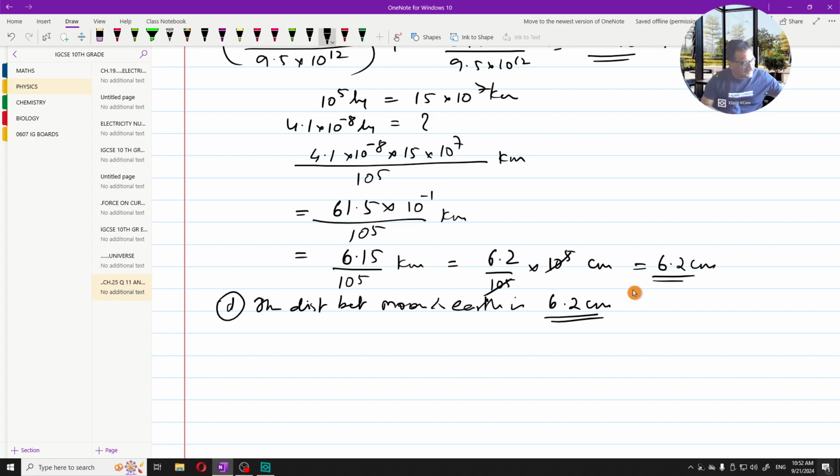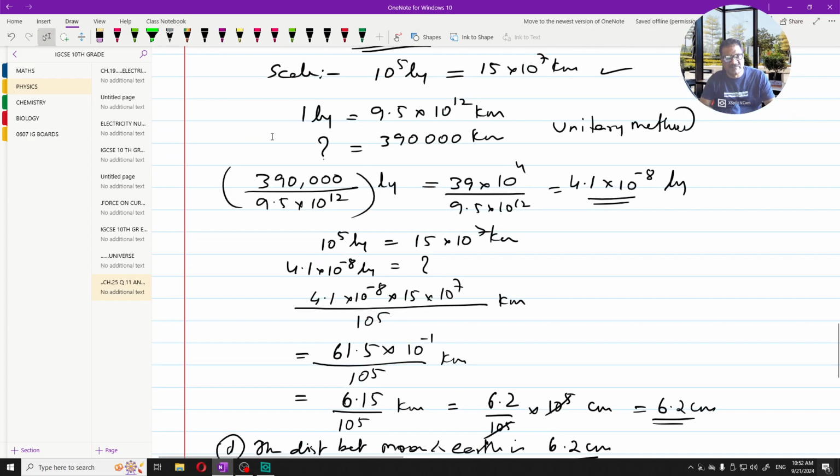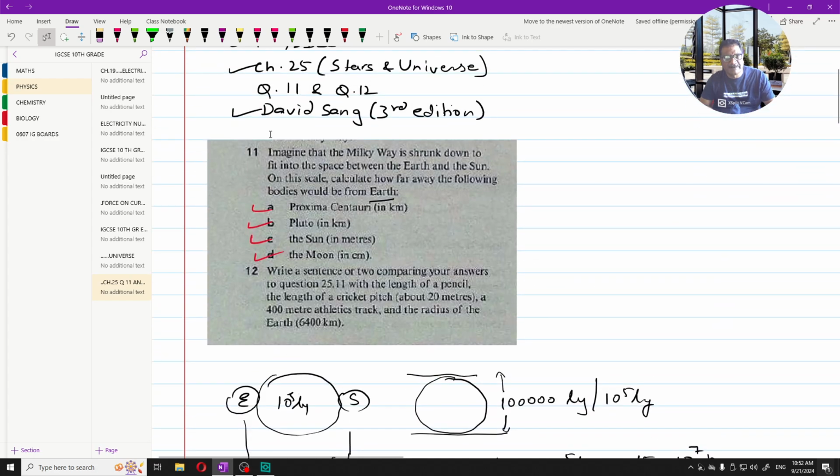Now that was question number 11, which I have completed. Now question number 12 I will have to do with you. Let us see what is question number 12 first of all. Question number 12 says, write a sentence or two comparing your answers in question number 11. So all these four answers A, B, C, D that we got in question number 11, we have to compare with the length of a pencil, the length of a cricket pitch, which is around 20 meters.